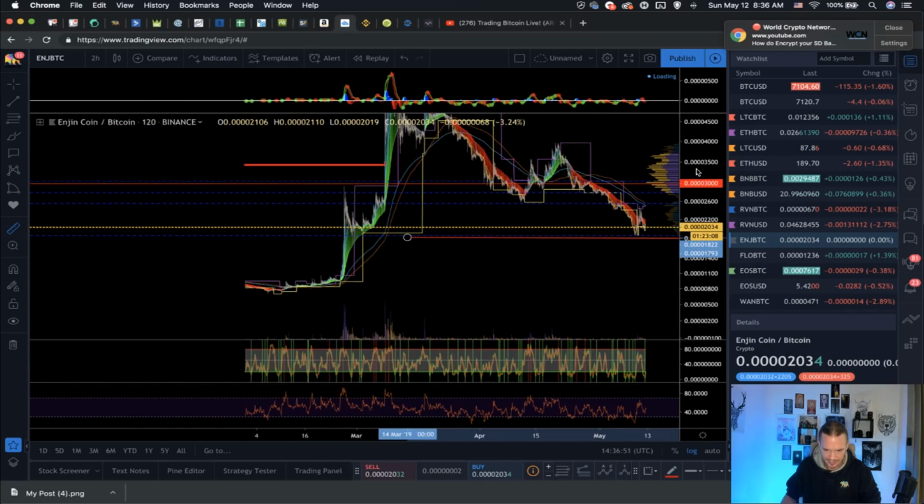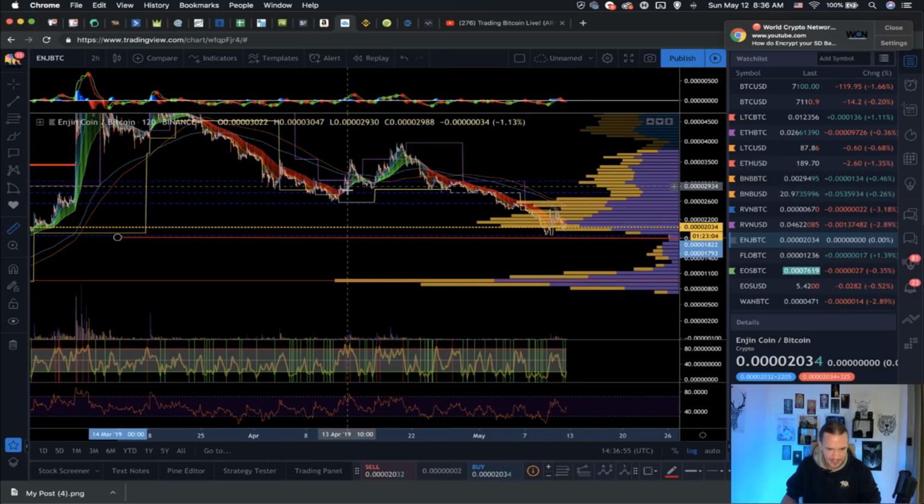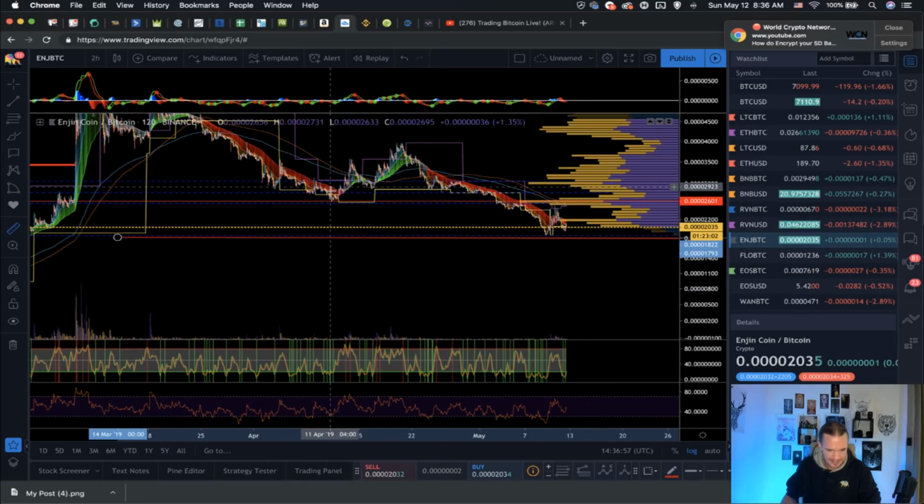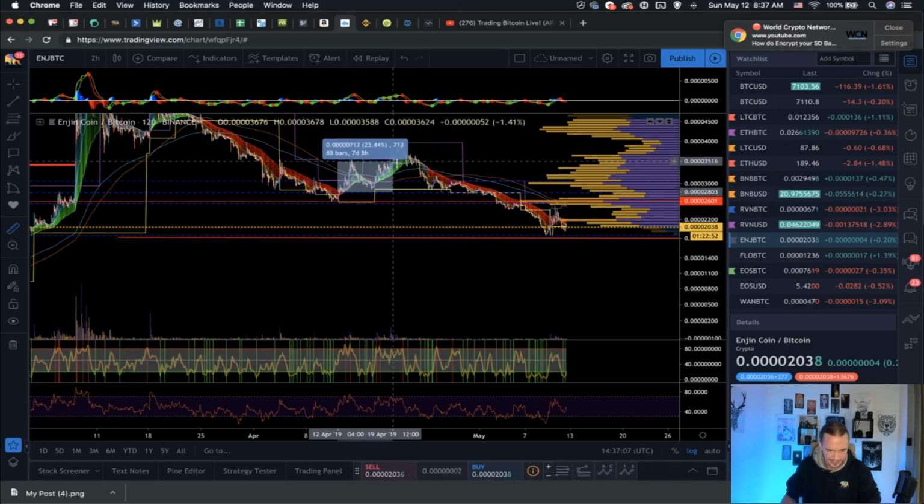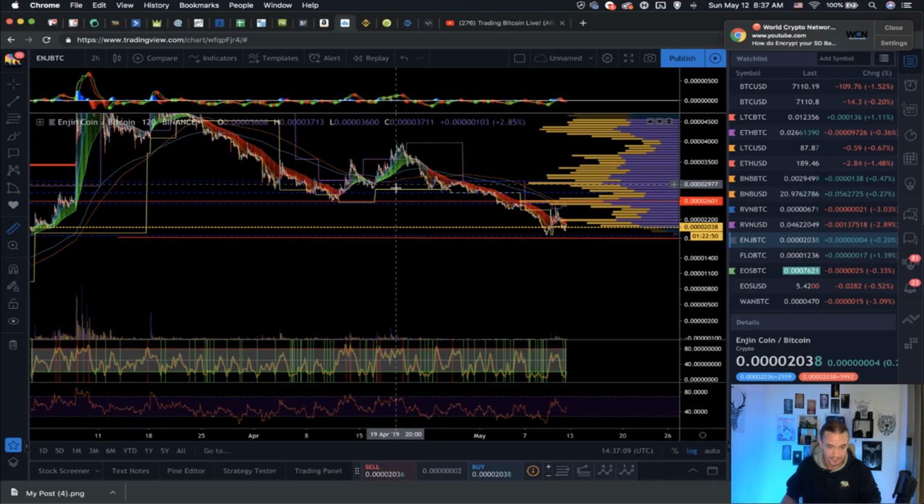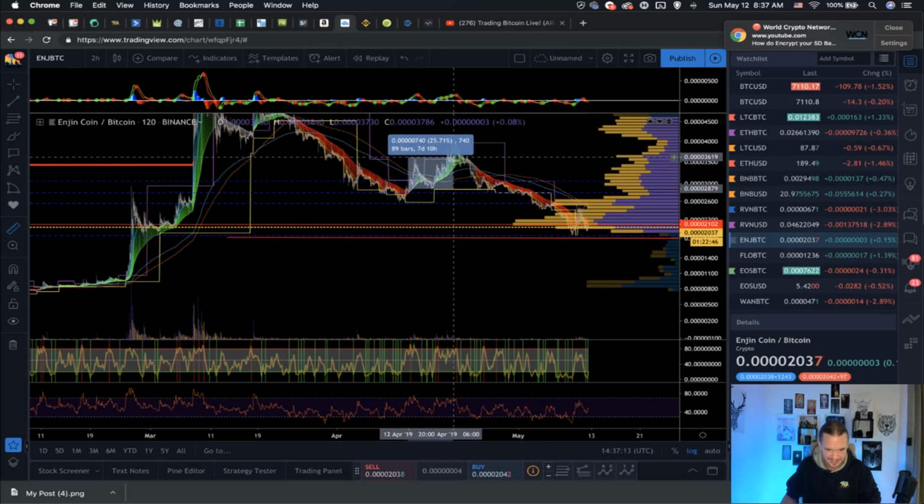Actually, let's give a little bit more data here. It looks better on the 1 hour. So here we are in the 2 hour. Back on the 8th of April to the 10th, we have this nice little bounce around this volume support of around 2900. This was approximately a 25% gain on a short-term swing trade, at approximately 7 days, right?